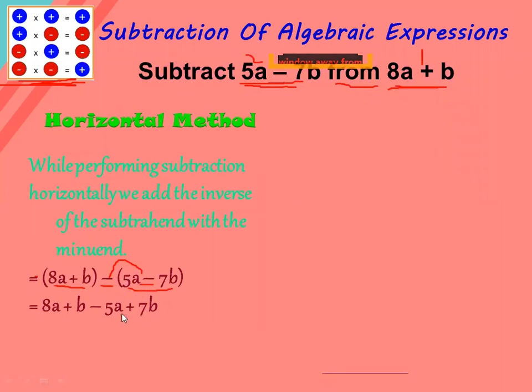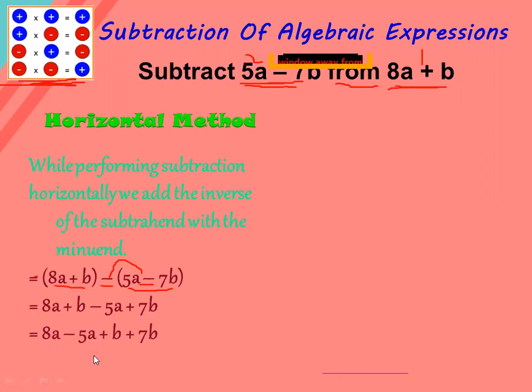Now after opening your bracket, after sign multiplication, in the next step you will combine all the like terms. So what are the like terms here? This 8a and this 5a, this plus b and this 7b, but along with sign. So how will you write it down? 8a minus 5a plus b plus 7b. Simply you will subtract it.